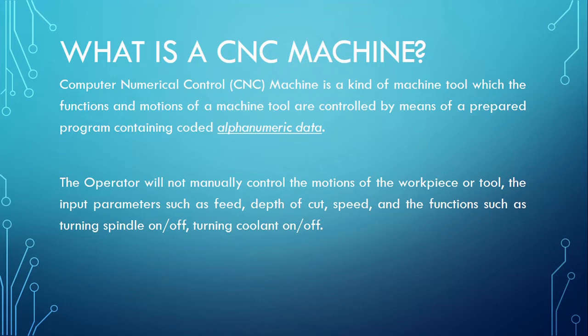So a CNC machine in itself is a kind of machine tool whose functions and motions are controlled by means of a prepared program containing coded alphanumeric data. So the kind of program which is basically called the part program for a CNC machine is coded using alphanumeric data, which means it usually has alphabets and numbers. So that is the part program structure.